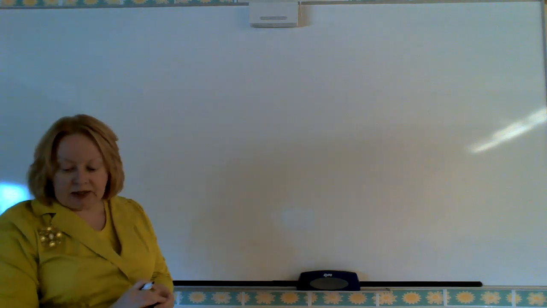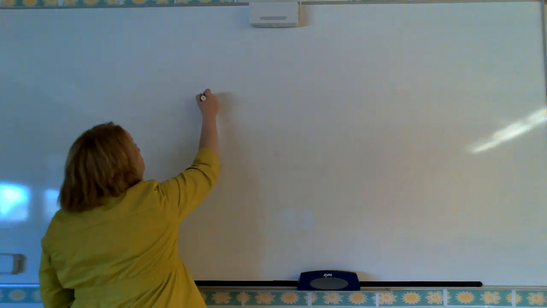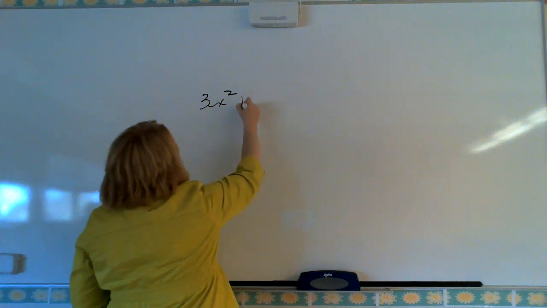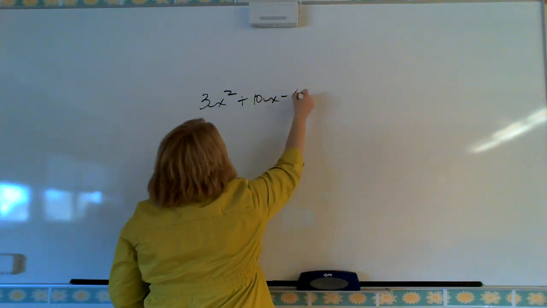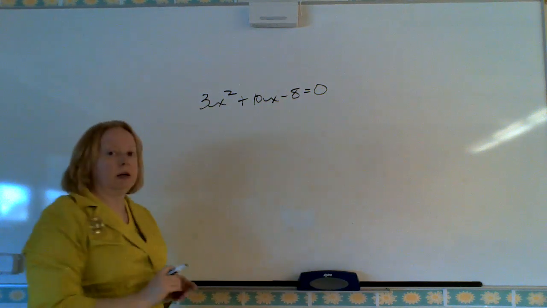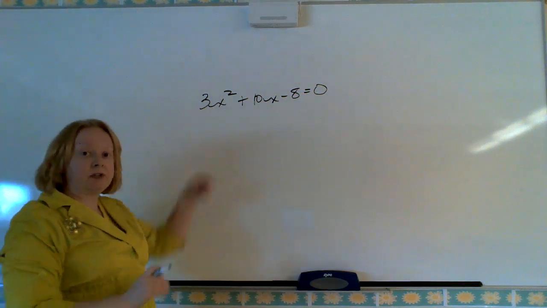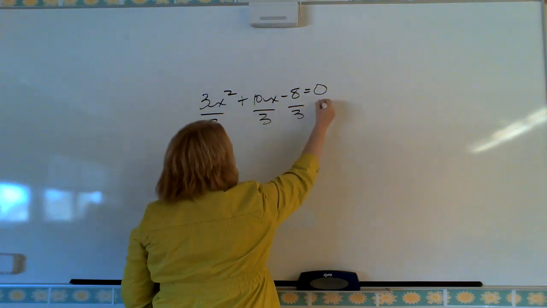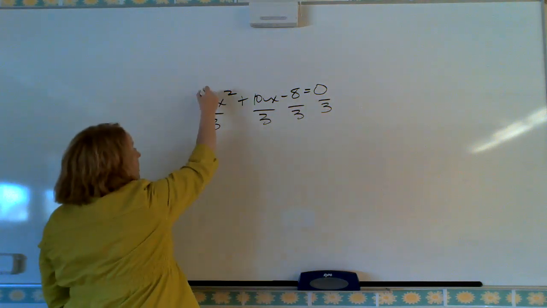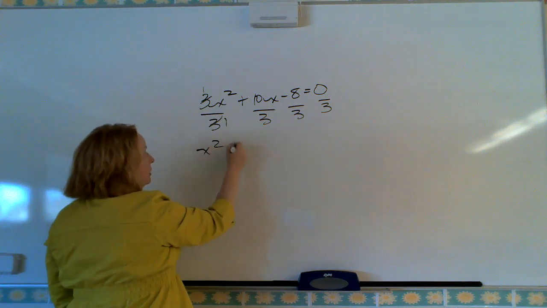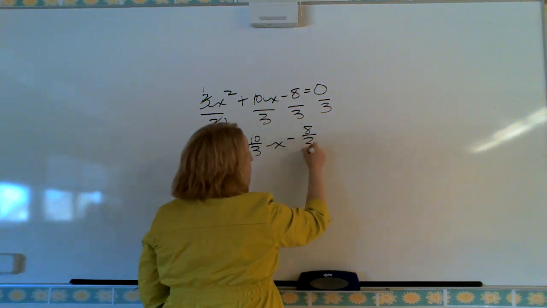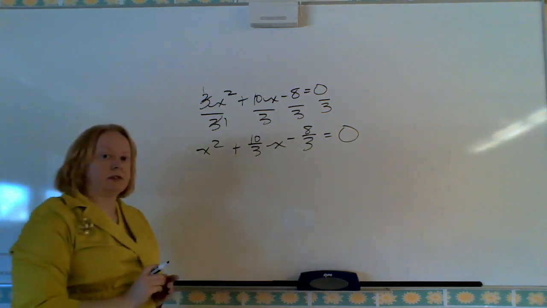And that's going to be, let's say we have a 3 in front here, 3x squared plus 10x minus 8, and that's equal to 0. Okay, so I noticed that I have a 3 here, so I'm going to take every term divided by 3 before I do anything on both sides. So this cancels, so I get x squared plus 10/3 x minus 8/3 is equal to 0.